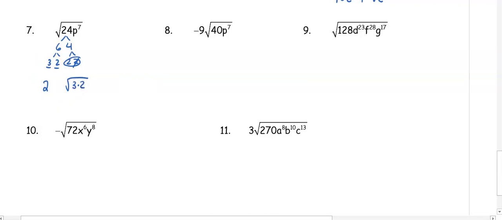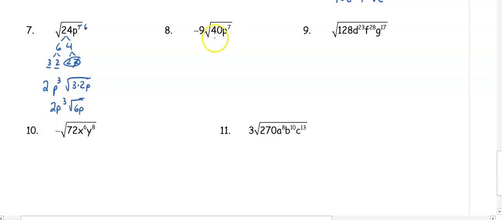Then if we look at p to the 7th, it is an odd number. So one of the p's is going to stay under the radical. That changes this to a 6. Half of 6 gets us p to the 3rd. So we have 2p to the 3rd root 6p.